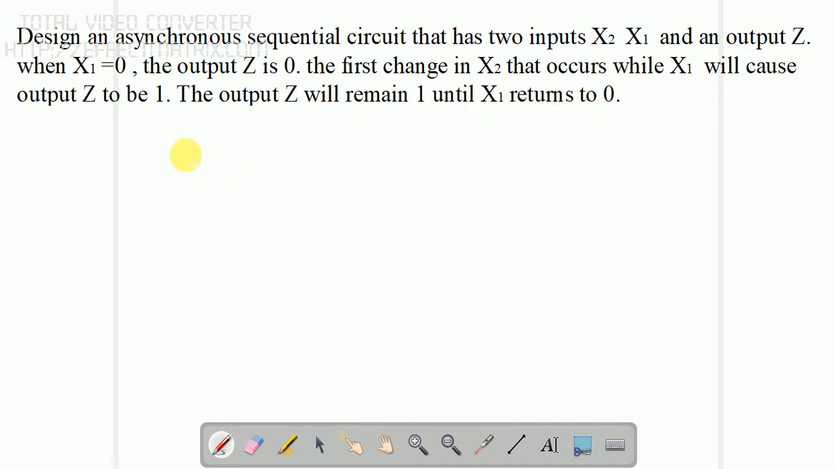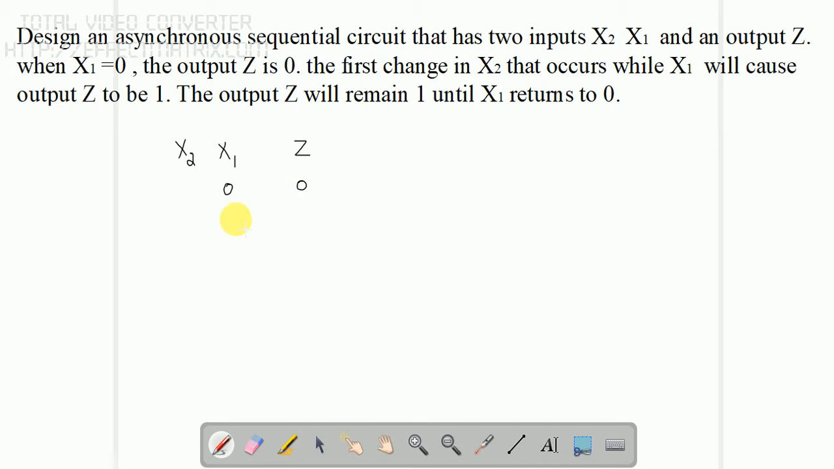Let's take the input values x2, x1. Since in the question they have given in this order x2 and x1, we'll take the same order here. Since we have two inputs, we may have four states. z is an output. When x1 is equal to 0, my output will be 0.